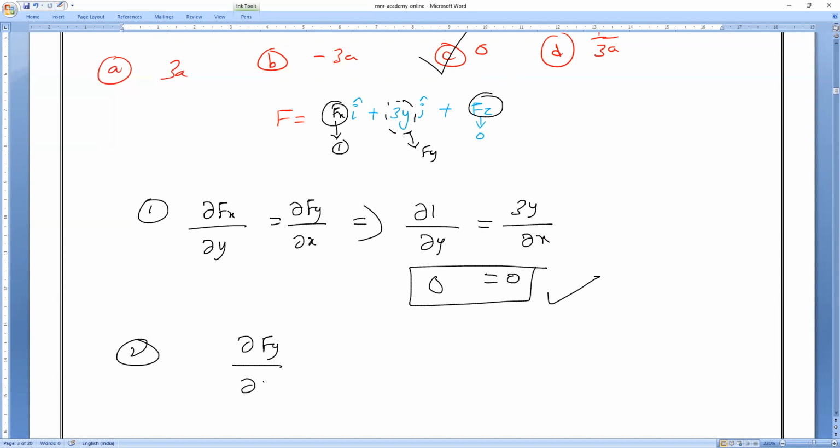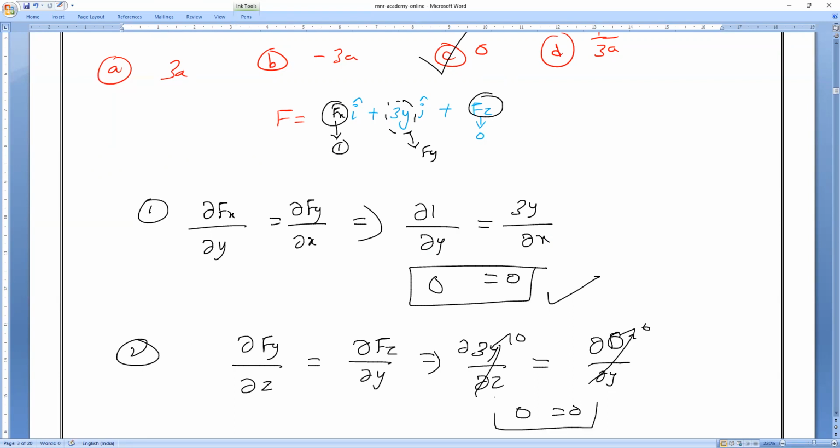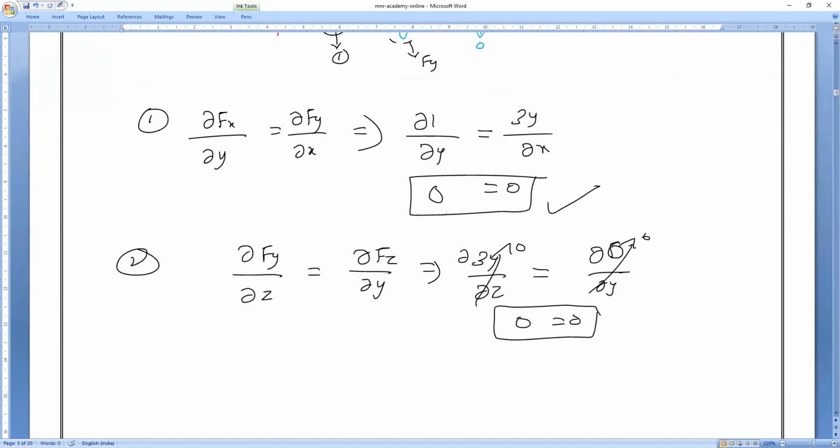Delta Fy divided by delta z equals delta Fz divided by delta y. So now, the Fy value is 3y, divided by delta z. With respect to z, what is the y value? 0. It is not possible to differentiate. So the Fz value is 0 divided by delta y. It is also not possible, because with respect to y, z is not possible to differentiate. Clear, everybody? Understand? Then it is the third one, delta Fx divided by delta z equals delta Fz divided by delta x.